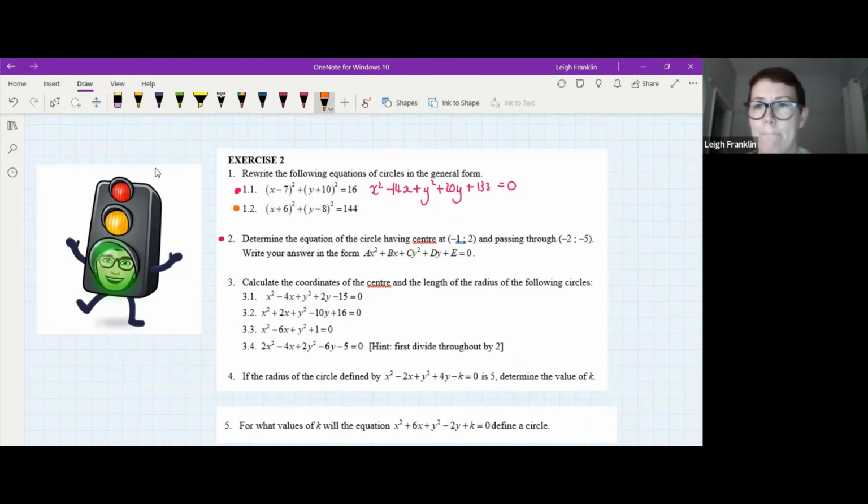Me, ma'am. Cool. Can you see? Go for it. So, ma'am, I got x squared plus 12x plus y squared minus 16y minus 124.